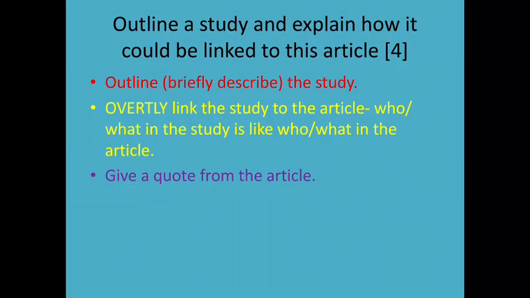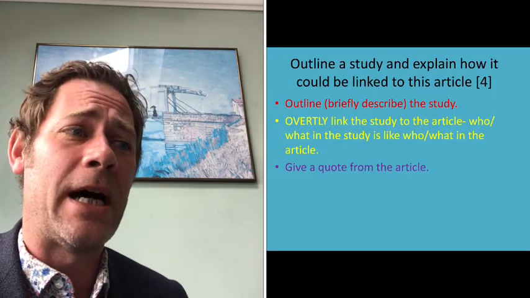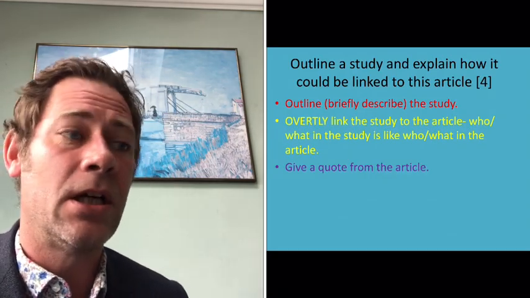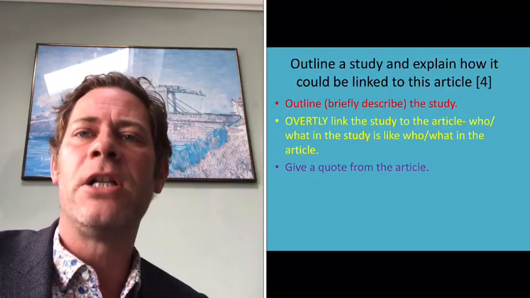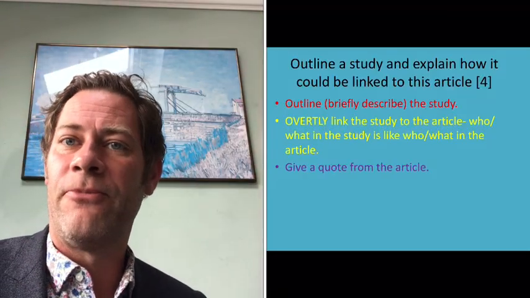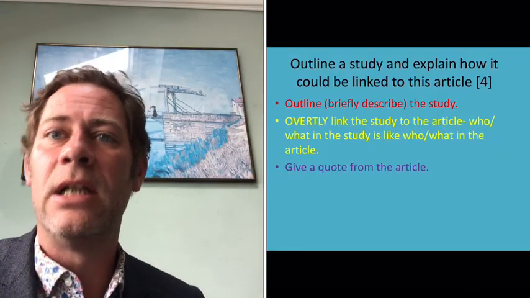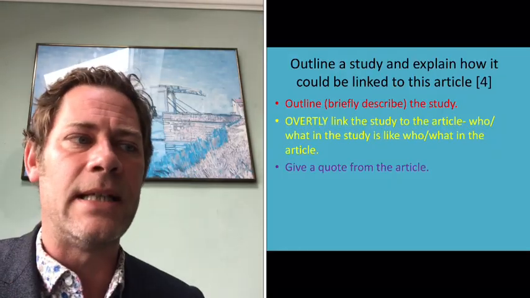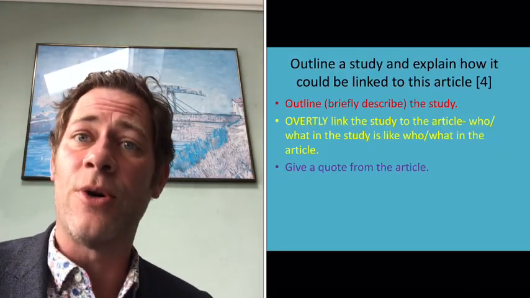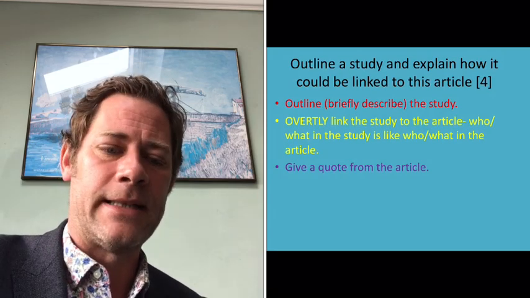Simple, huh? The next one's even easier still. Outline a study and explain how it could be linked to this article. 4 marks. It's a doddle. Again, a three-part answer. You outline, briefly describe your study, a couple of marks. You overtly make links from the study to the article by saying who or what in the study is like who or what in the article. Then you give a quote from the article to nail it down.